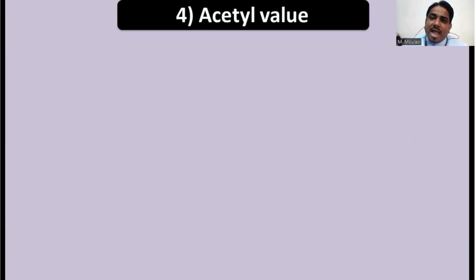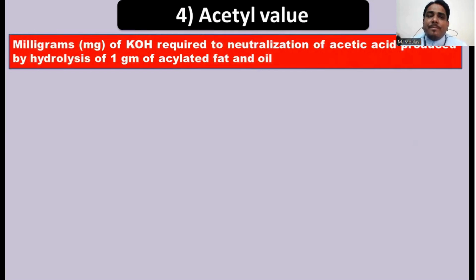Next parameter is the acetyl value. Acetic anhydride is used for the acylation of free hydroxyl groups in fats and oils, resulting in generation of acetic acid. That acetic acid is generated during the hydrolysis of the acylated fat, and that acetic acid is titrated with potassium hydroxide. So the milligrams of potassium hydroxide required for neutralization of acetic acid produced by hydrolysis of 1 gram of acylated fat or oil is known as the acetyl value.